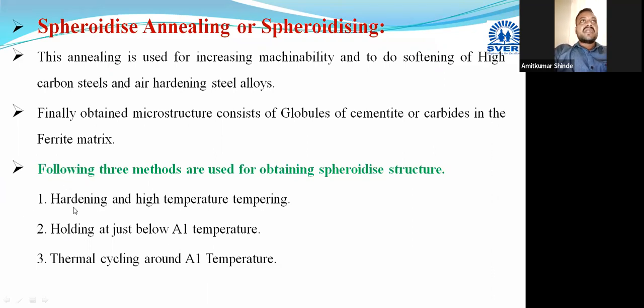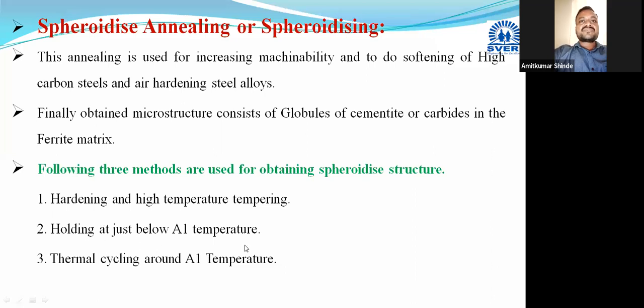Hardening is done, means furnace heating is done, the component is removed and directly quenched in the water. That is the hardening, and that sample is again heated just below A1 temperature, and it is slowly cooled. This will be termed as hardening and high temperature tempering. Due to this, we will get the globular cementite.